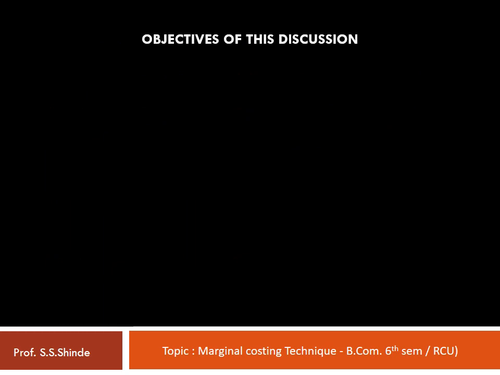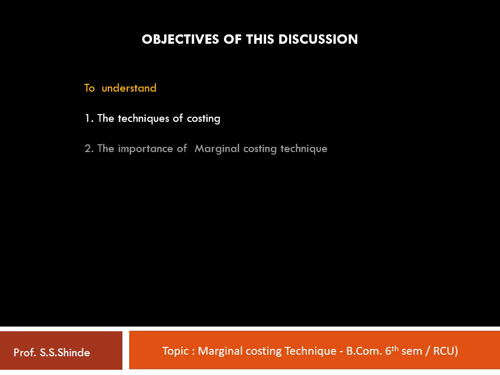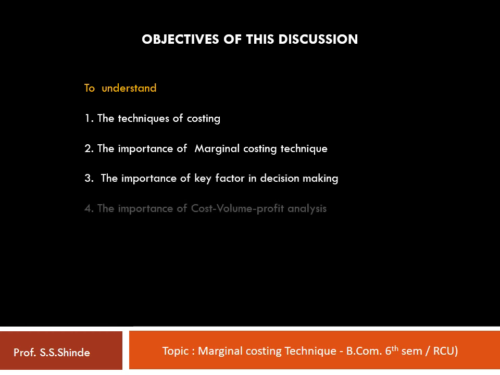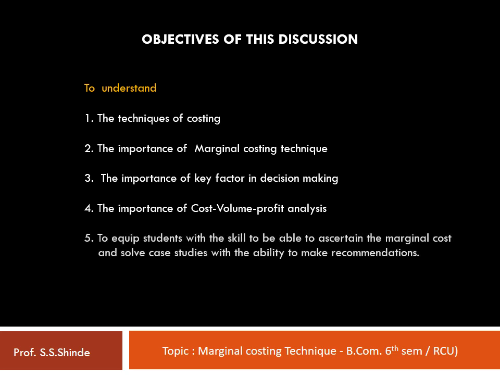Before we try to understand what marginal costing technique is all about, let's look into the objectives of this discussion. It is to understand, first, the techniques of costing; 2. The importance of marginal costing technique; 3. The importance of key factor in decision making; 4. The importance of cost volume profit analysis; and to equip students with the skill to be able to ascertain the marginal cost and solve case studies with the ability to make recommendations.